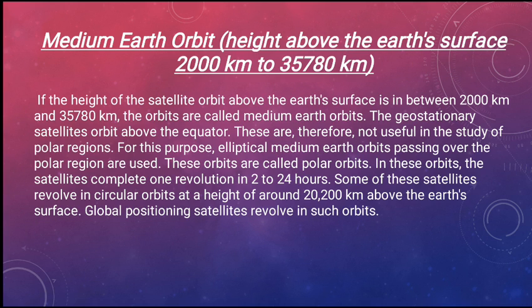Some of these satellites revolve in circular orbits at a height of around 20,200 km above the Earth's surface. Global positioning satellites revolve in such orbits.